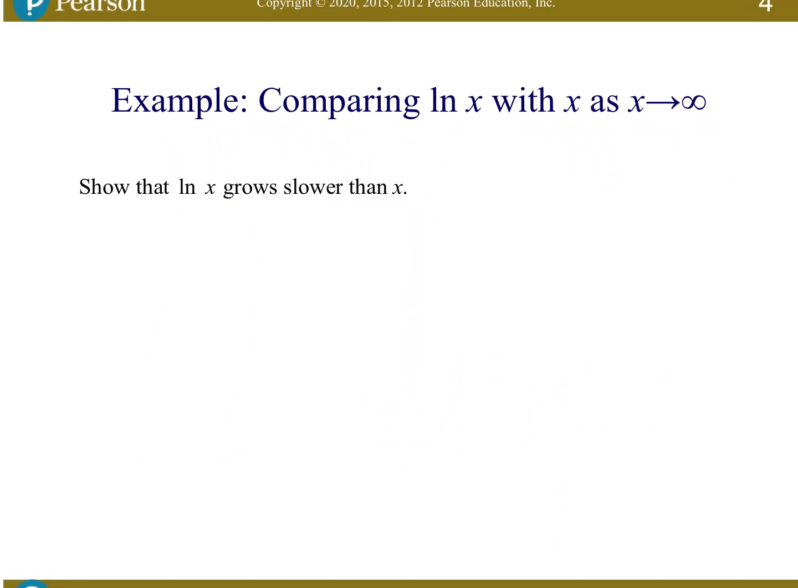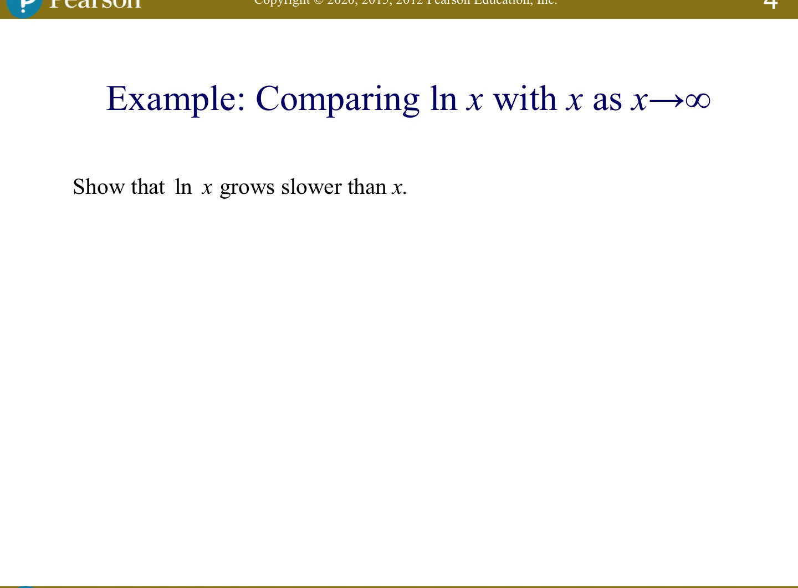Show that ln of x grows slower than x. In other words, that x grows faster. So we want to tackle that as a ratio as well. Now you can do x over ln x, or you could do the ln x on the top.